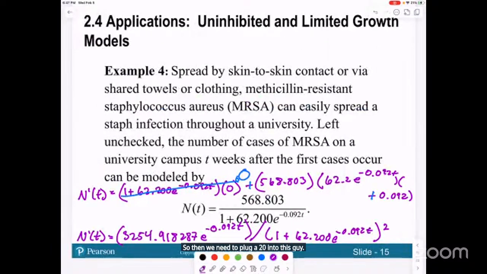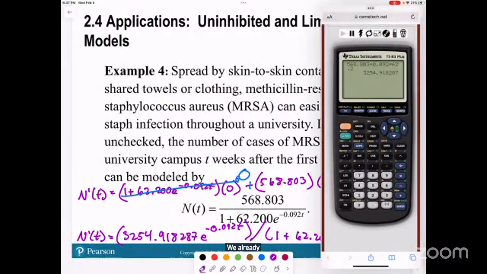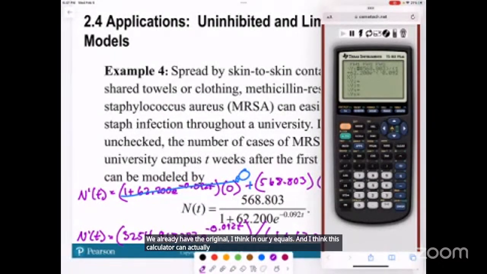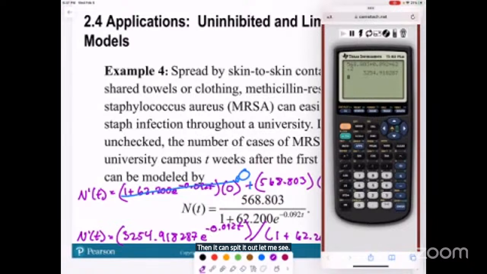So, okay, a couple of things that we can do here. We already have the original in our y equals. And I think this calculator can actually evaluate derivatives. It can't give me the derivative, but if I'm evaluating the derivative at some value of x, then it can spit it out. Let me see. I did it just the other day. Is it here? Okay, nth derivative. Let's try that.